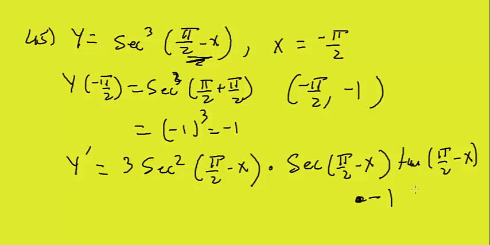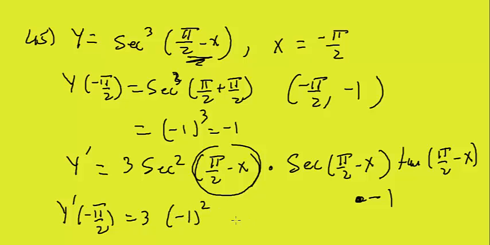I am plugging in negative pi over 2. So this looks like 3. We already figured out what this turned into when I plugged in negative pi over 2. It turned out to be negative 1, right? That's squared. And this also will turn out to be negative 1, times negative 1. And when I plug in negative pi over 2, that'll become tangent of pi.